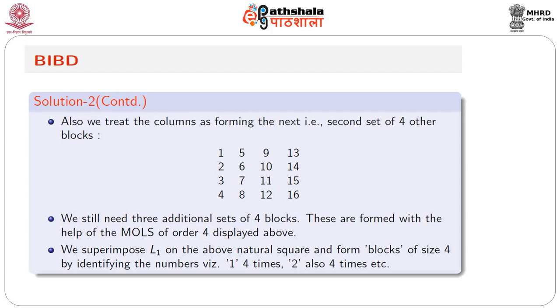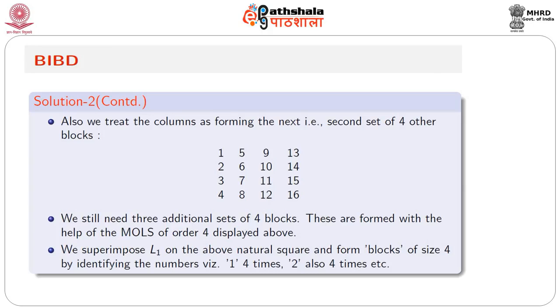Starting with this natural square, you take the rows of the square, they form the first set of 4 blocks. Then you take the columns of the square and they form another set of 4 blocks. So the first set of blocks are obtained by taking the rows of the natural square and the second set of four blocks are obtained by taking the columns of the natural square. Those are written as rows here. We still need three additional sets of four blocks. Those are formed with the help of the mutually orthogonal Latin squares of order 4 that have been displayed above.